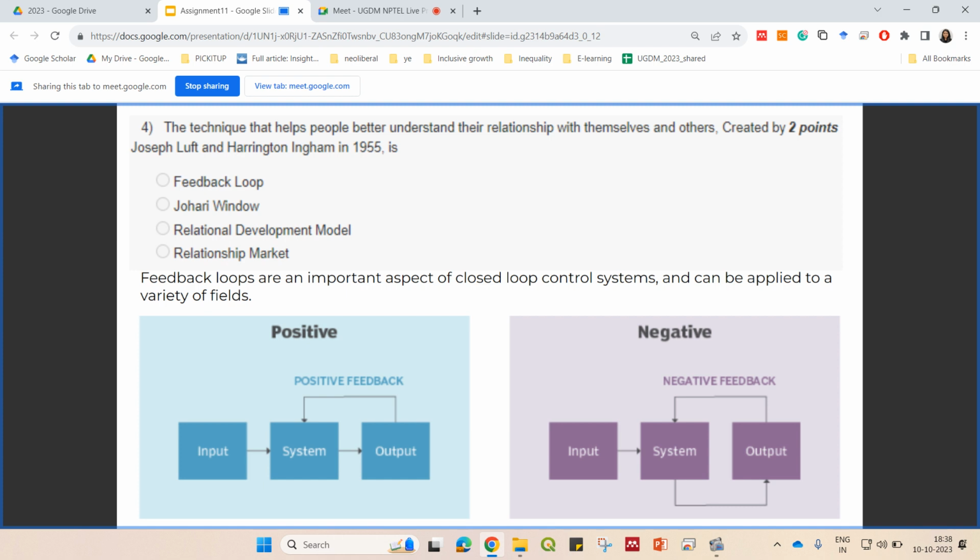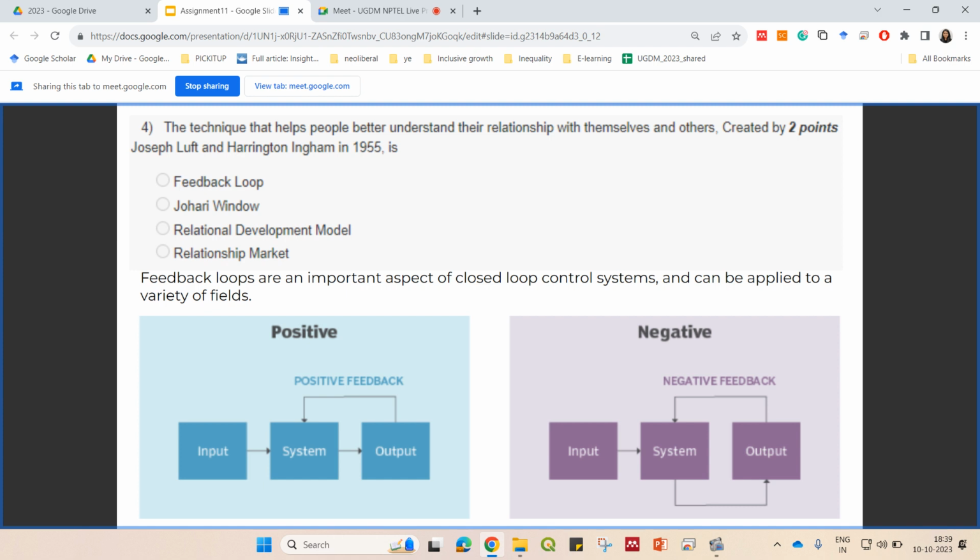If I give you one hint, the hint is that the name of the model created by Joseph Luft and Harrington Ingham is a mix or a mashup of the names of both people who created the technique. So it is Joseph and Harrington, and that smushed together is the name of the technique. So again, using that also, you can identify which is the technique.